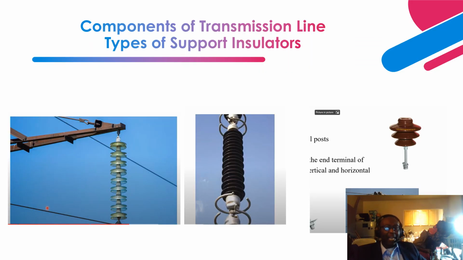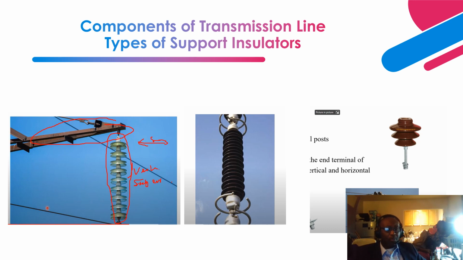Now let's take a deep dive on the types of support insulators. This is an example of a cross arm. This cross arm is part of the tower structure. Connected to the cross arm is that vertical suspended insulator. This suspended insulator can be in the form of a V shape, it can be vertical, or it can also be horizontal. This is a typical vertical suspended insulator. You can also have a horizontal suspended insulator.